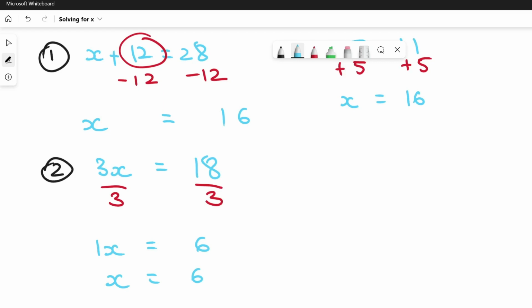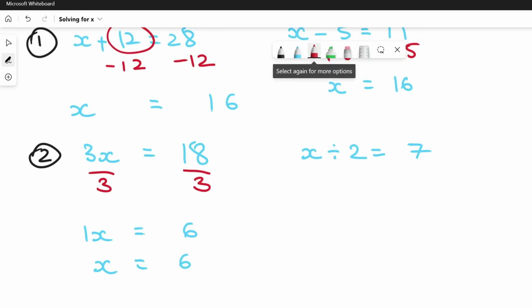A typical question would be something like x divided by 2 equals 7. And to get x by itself, again, we need to multiply 2 on the left-hand side. And remember the scales, we need to multiply 2 on the right-hand side. So 2 divided by 2 is 1. And we know that from the question before, that 1x is the same as x. So on the left-hand side, we've got x. On the right-hand side, we've got 7 times 2, which is 14. And now we've solved this.